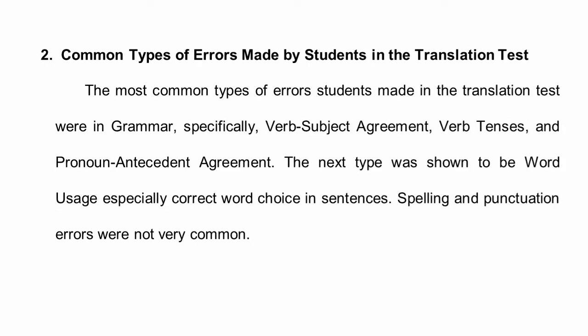Second, common types of errors made by students in the translation test. The most common types of errors students made in the translation test were in grammar, specifically subject-verb agreement, verb tenses, and pronoun-antecedent agreement. The next type was shown to be word usage, especially correct word choice in sentences. Spelling and punctuation errors were not very common.